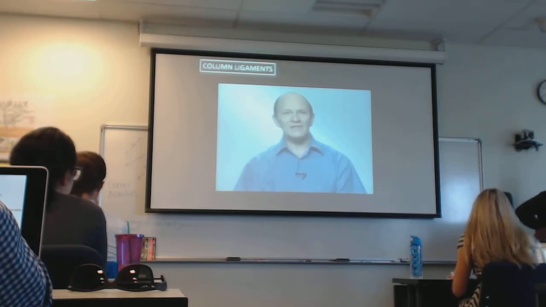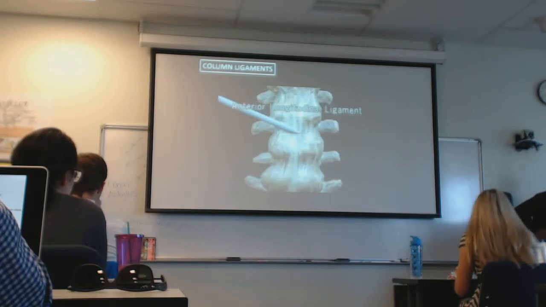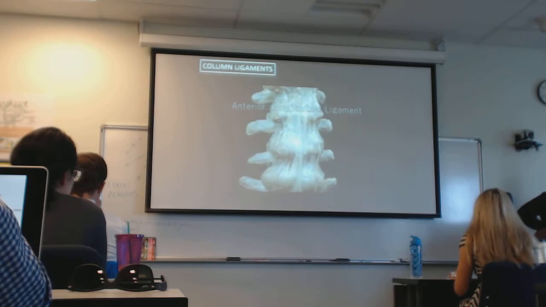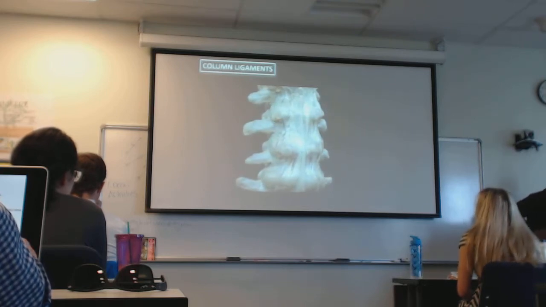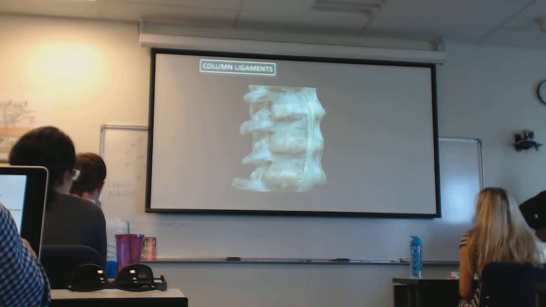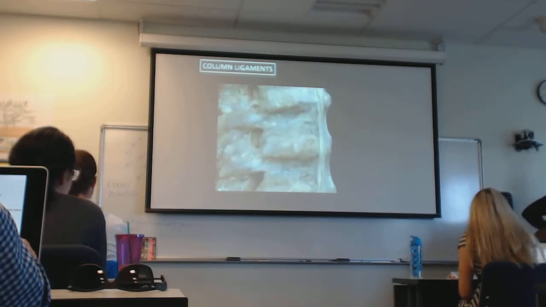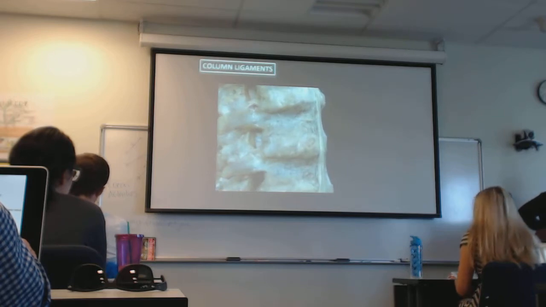The anterior is the stronger of the two. Here it is. The anterior longitudinal ligament covers the front and sides of the vertebral bodies. It runs the whole length of the vertebral column. We'll cut through it along this line to see it better. The anterior longitudinal ligament is thick and strong. It's attached to the upper and lower edges of each vertebral body.